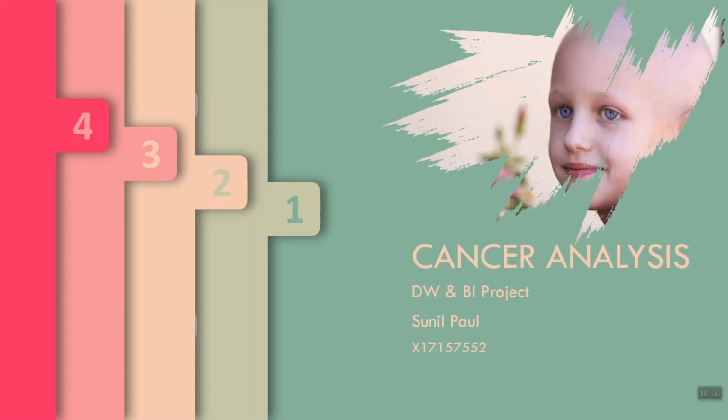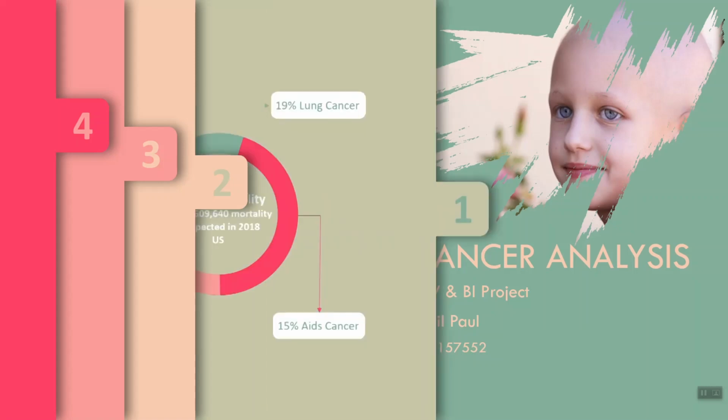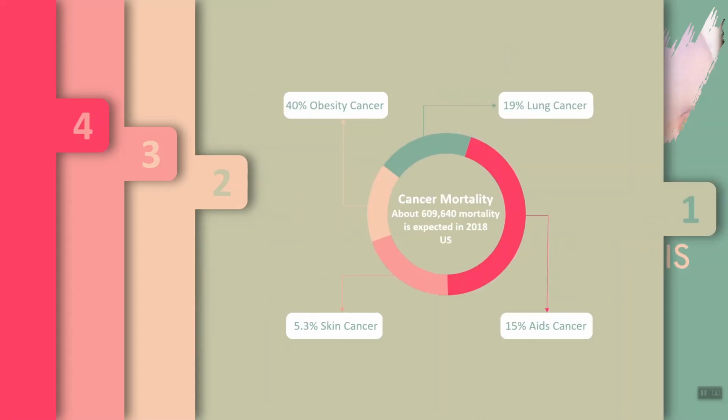This video is in reference to the DWBI project on cancer. Our Kimball methodology is adapted while deploying the data warehouse, and business intelligence queries are executed to analyze cancer, its related causes, along with overall sentiment and analysis. We can see 40% obesity, 19% lungs, 15% AIDS, and 5.3% skin cancer are reasons for cancer mortality. Approximately 0.6 million death cases are to be expected for the year 2018.